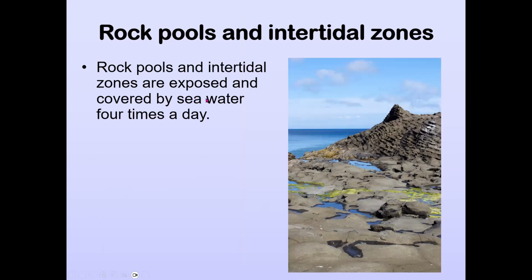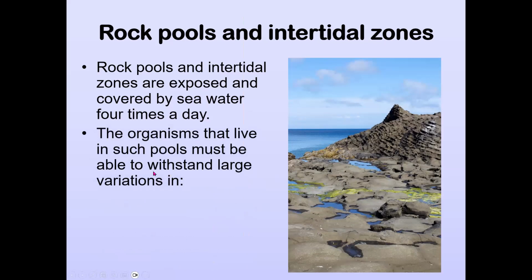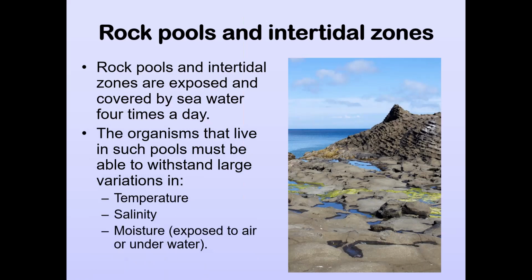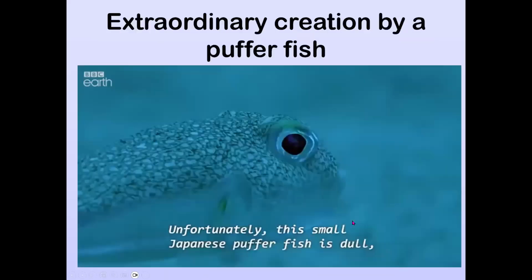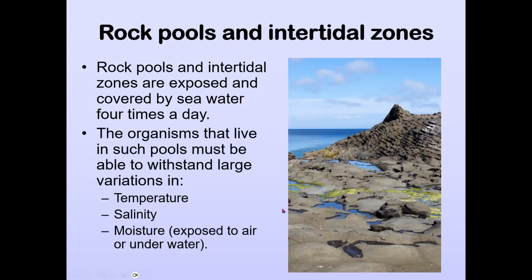Rock pools and intertidal zones have a problem, those animals and plants that live there, because they're covered by sea water, or uncovered, well, twice a day. So twice a day they're covered in water, like the mangroves you talked about. So they're covered in water and uncovered constantly. So it gets hot, gets dry. So they must be able to withstand large variations in temperature, salinity, and moisture, and whether it's in the air or underwater. Right. So they've got this issue.